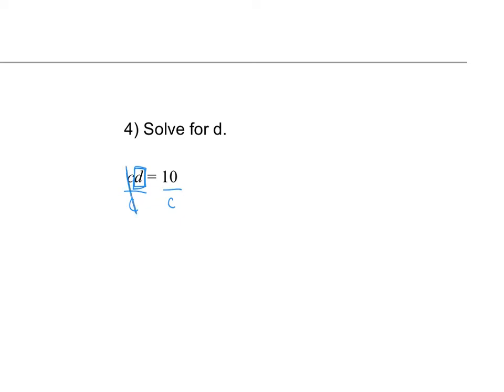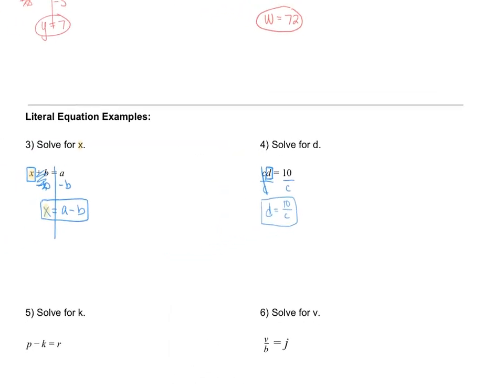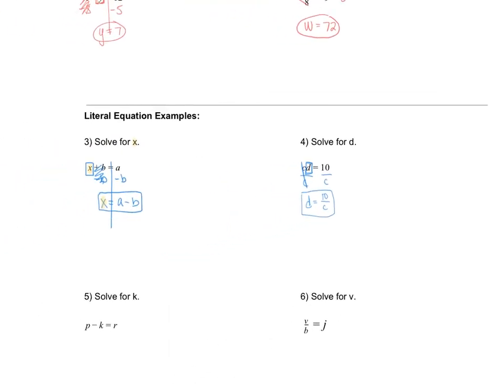That can cancel out the c here. We are left with just d on one side. That's good because that's what I'm trying to solve for. And then 10 divided by c, I can't actually do that, right? I can't actually divide those. So I'm just going to leave it as 10 over c, and that's my final answer. So for these types of examples, we are not actually solving for a number. We are just moving things around in the equation to get that variable by itself.